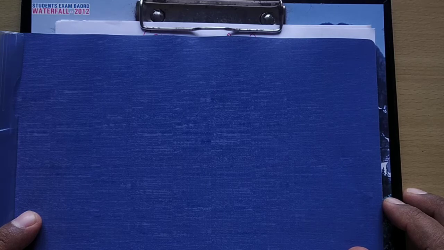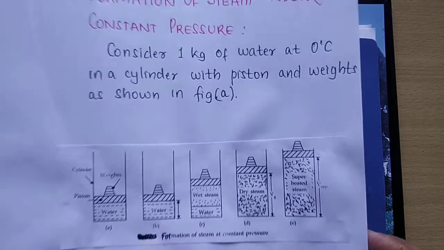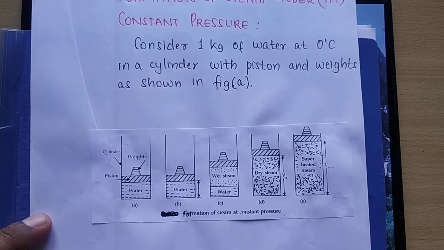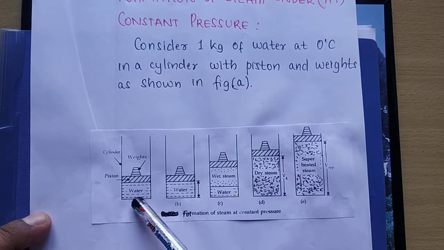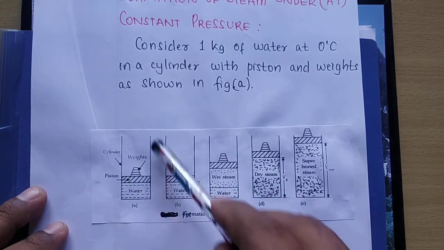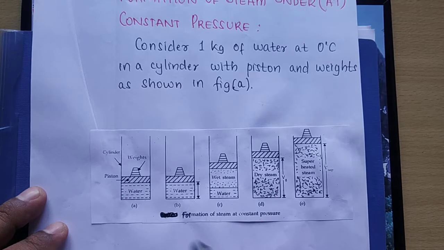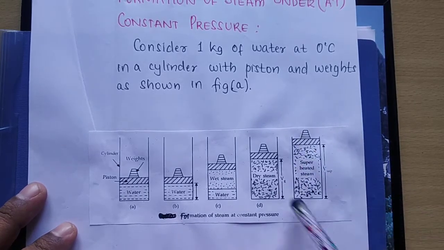In the previous class we have seen the introduction part and we have gone through how the steam is formed at constant pressure. Along with that we have seen this diagram. We have taken 1 liter of water, 1 kg of water at 0 degree centigrade, in a cylinder and piston arrangement and seen how the steam is formed until it is superheated.